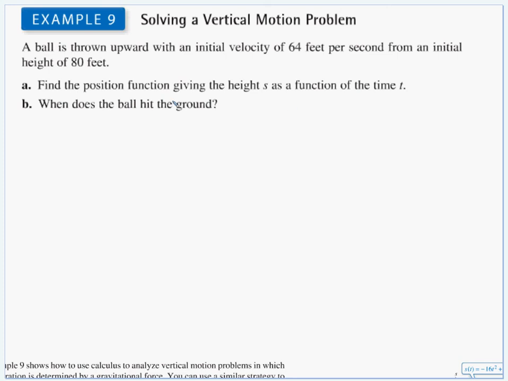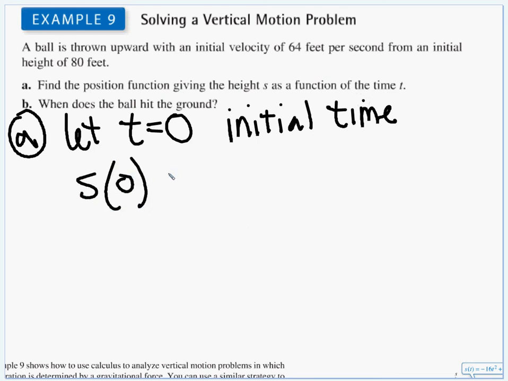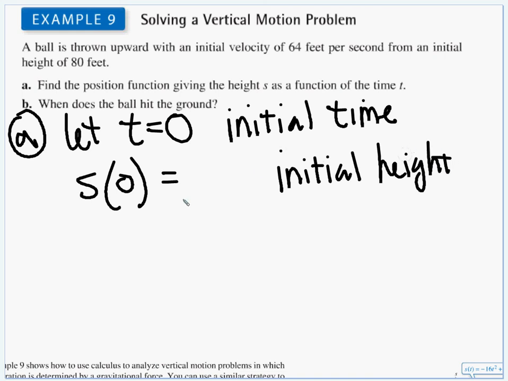So, for part A, let t equal 0, equal initial time. There we go. So we have our initial time. S of 0 is going to be our initial height. So before the problem starts, how high is the ball above the ground? Well, we're at an initial height of 80. So S of 0 equals 80.